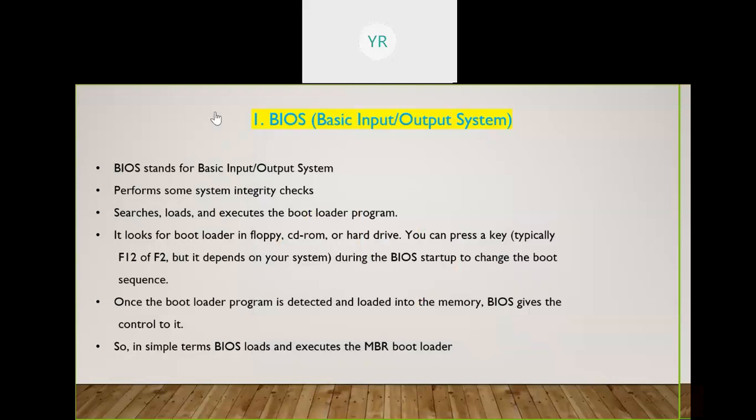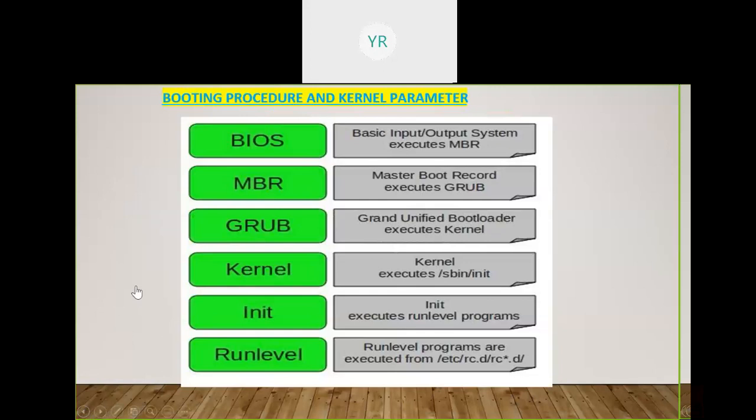Booting is the process between powering on a device and loading of the OS. There are 6 stages in Red Hat Linux 6. The first stage is BIOS, basic input output system, and I will tell one by one.